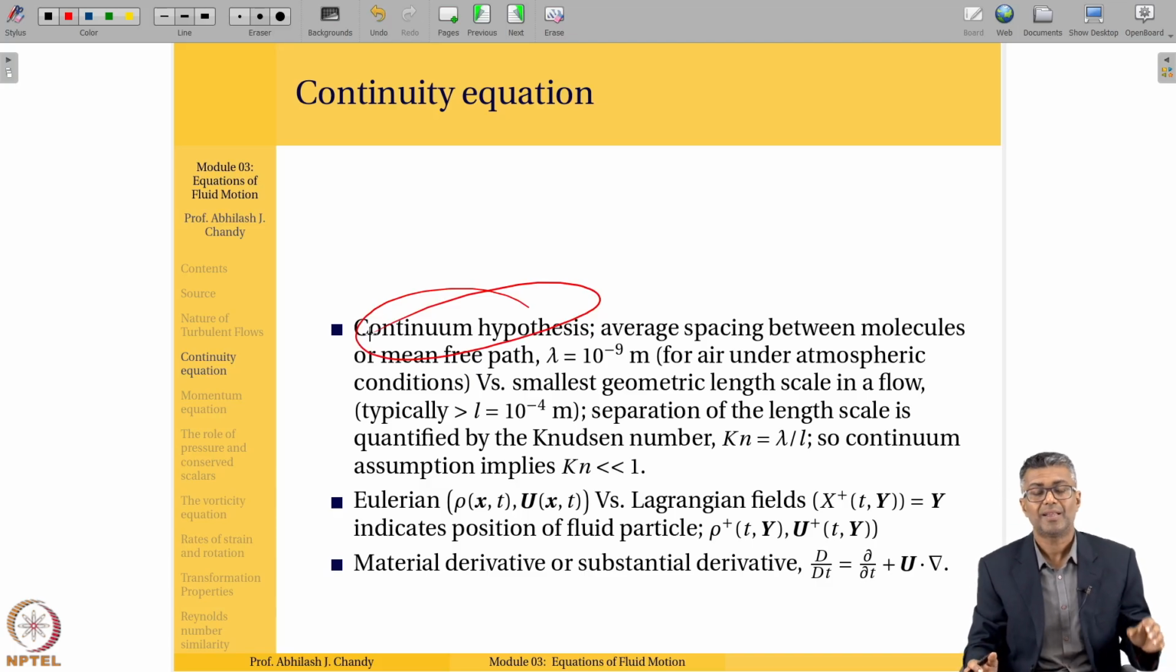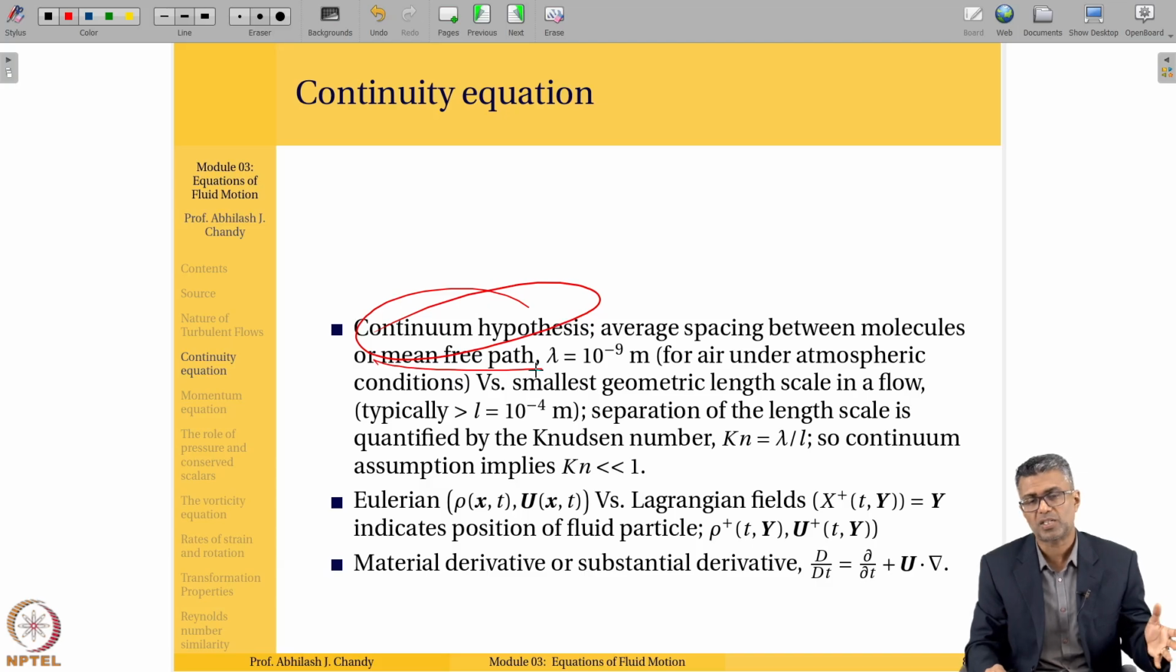So that means the average spacing between the molecules, or the mean free path, the distance that one molecule has to travel before colliding with another molecule, that is the mean free path. The mean free path typically is approximately 10 to the negative 9 meters for air at atmospheric conditions. Now at extreme conditions that could change, but we are talking about standard conditions. For liquids this will be slightly different, but let's just consider air and compare that to the geometric length scale of the flow.